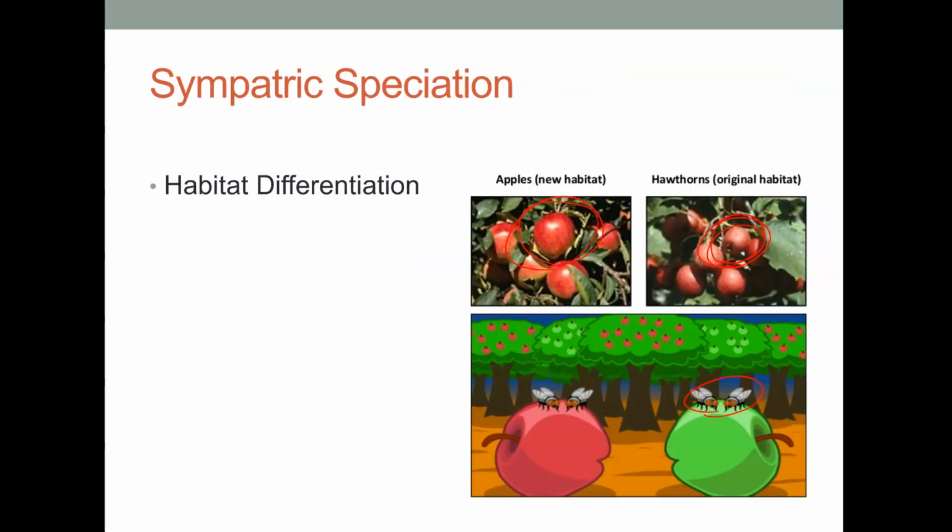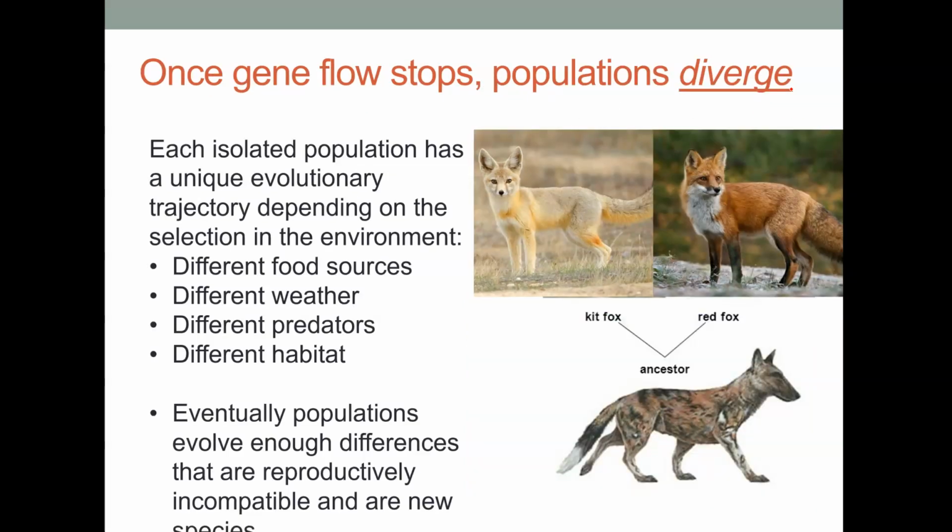And you can imagine that the selective pressures on flies that utilize the apple tree versus the hawthorn tree are different. So now that these populations are separated, they have different selective pressures placed on them. Maybe it's different food, different weather, or the type of habitat they have to survive in is different. And eventually, over a very long period of time, they're going to become reproductively incompatible for all of those pre- and post-zygotic reasons that I mentioned earlier.